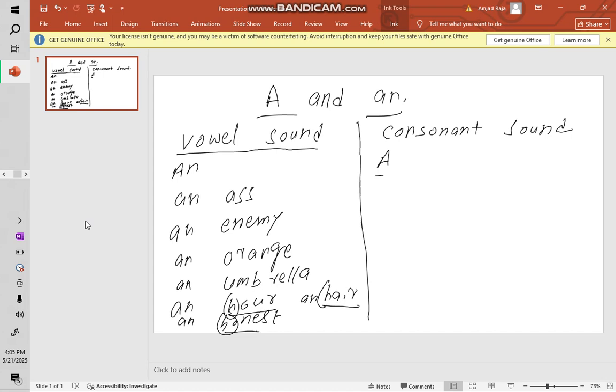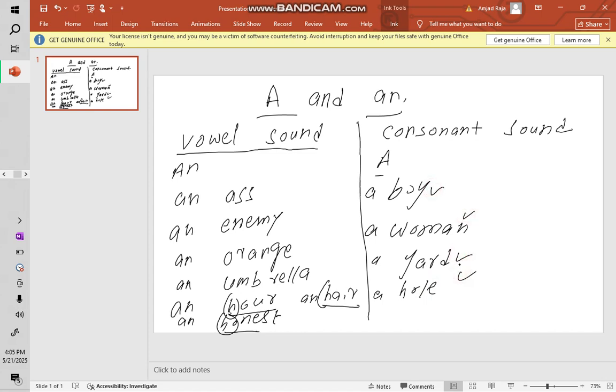In a similar way, we are using a before a word beginning with the consonant sound. For example, we have a boy, a woman, a yard, a hole. These are the words which are starting with the consonant sound. That's why I have used a before these nouns.